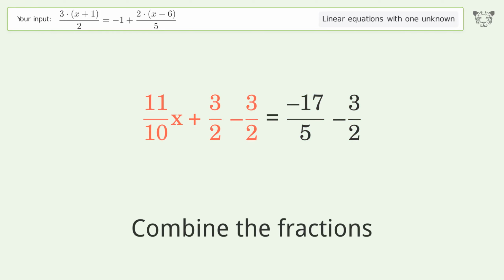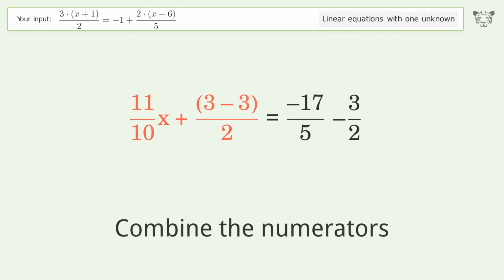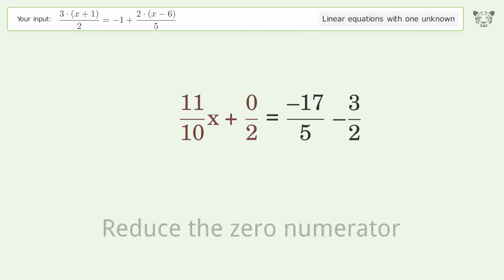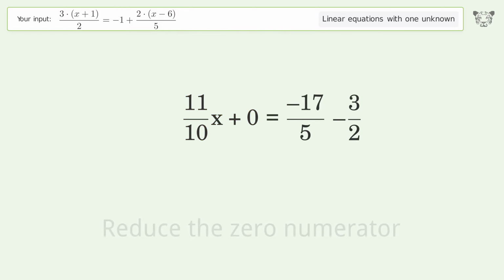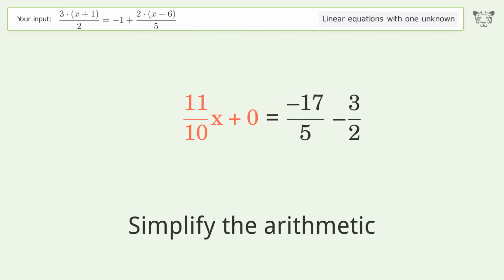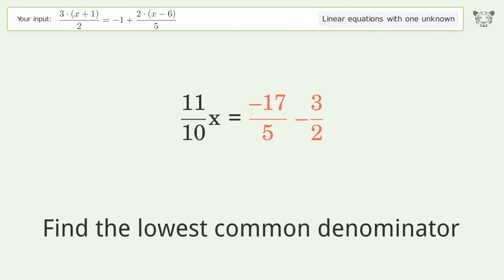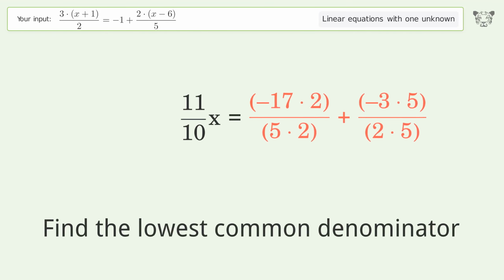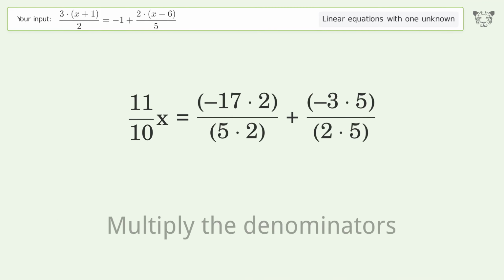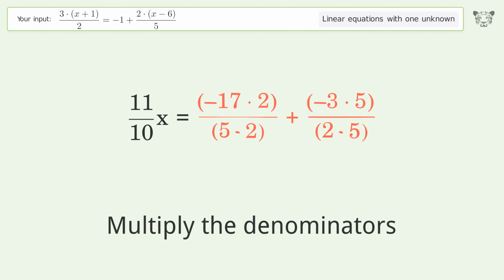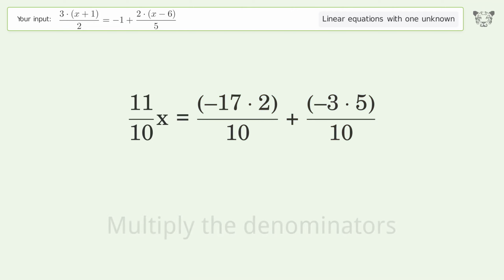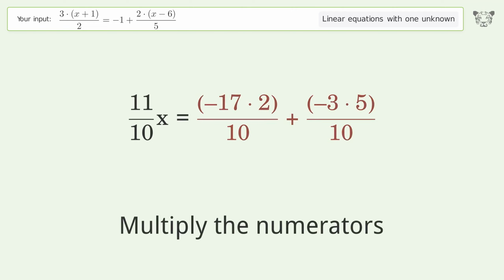Combine the fractions. Combine the numerators. Reduce the zero numerator. Simplify the arithmetic. Find the lowest common denominator. Multiply the denominators. Multiply the numerators.